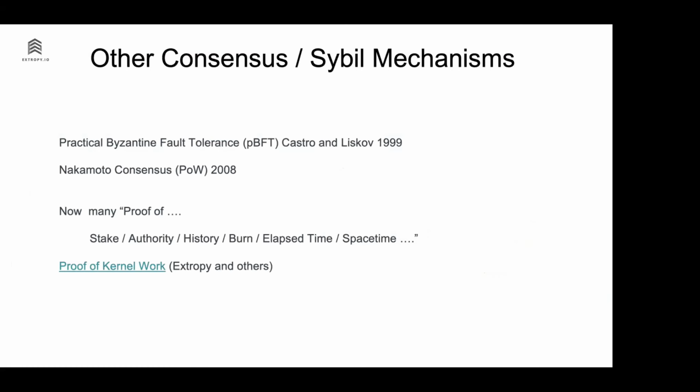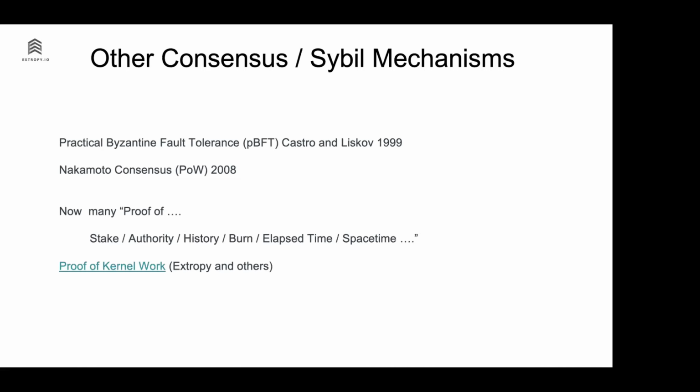As I say, there are other mechanisms, consensus or Sybil mechanisms. One of the first ones that came out, before blockchains, because people were looking at consensus generally in systems, was PBFT. So how to make decisions on systems, how to come to consensus. Nakamoto came out in 2008, and then in terms of choosing the block producers, there are many alternatives to proof of work. So we have proof of stake, proof of authority, proof of history, proof of burn, and so on.